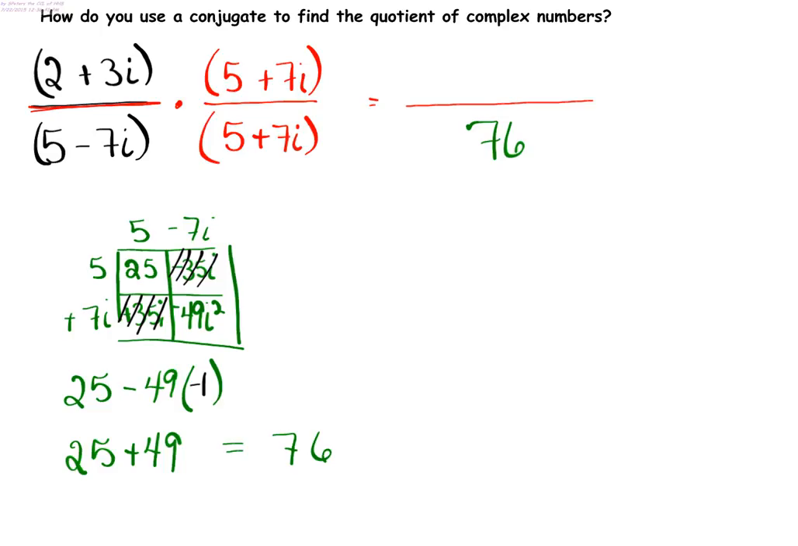We never want to have i's in the denominator of a quotient of complex numbers. Why? Because it's a square root of a negative number and your calculator does weird things. Okay, now let's do the top.